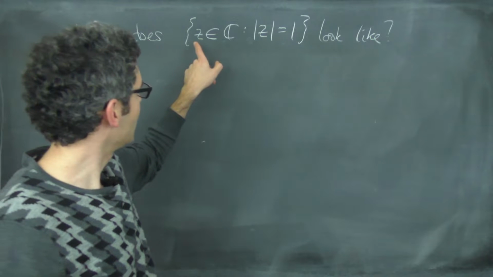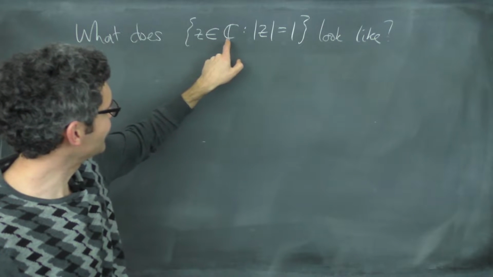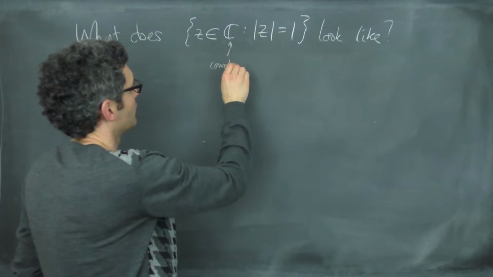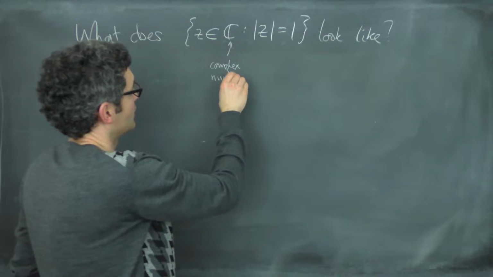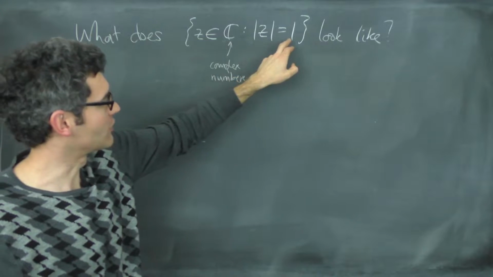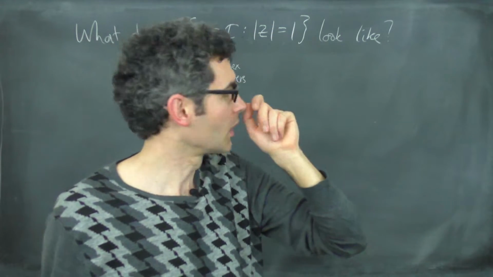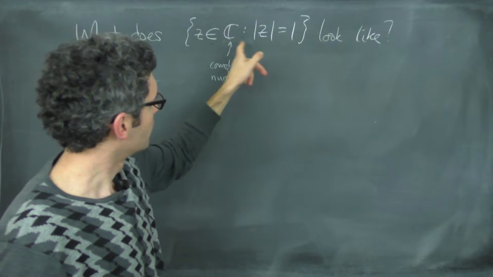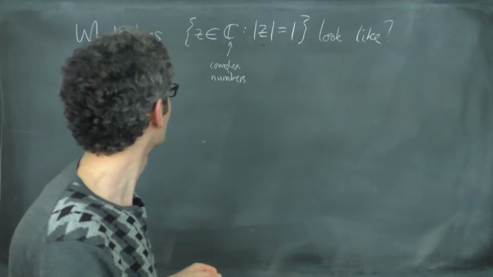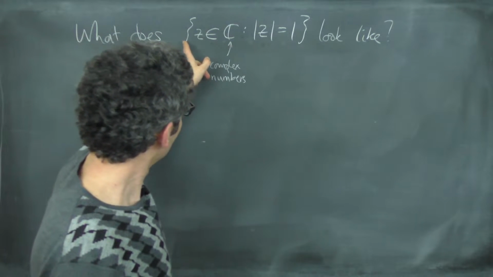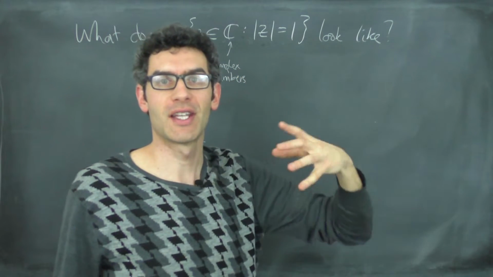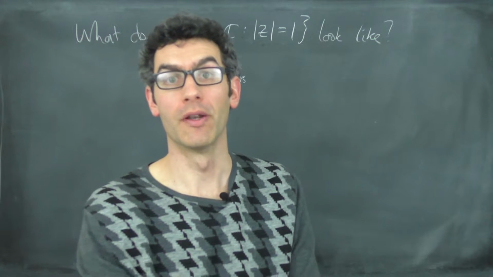So this set notation here means the set of all Z in C. C stands for complex numbers. So in other words, this is the same as saying the set of all complex numbers Z such that the modulus of Z is equal to 1. Right, now the modulus of Z is the distance of Z from the origin. So, the set of all complex numbers Z for which the modulus of Z is 1 is the set of all complex numbers at distance 1 from the origin.